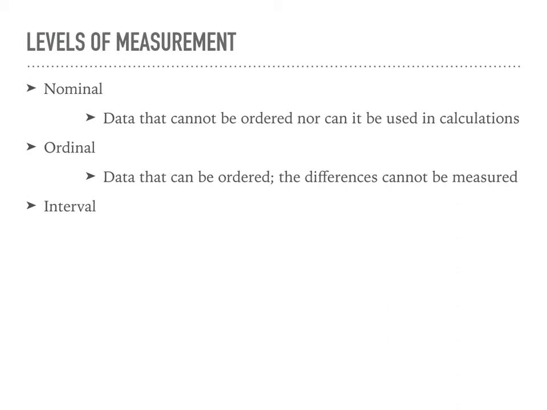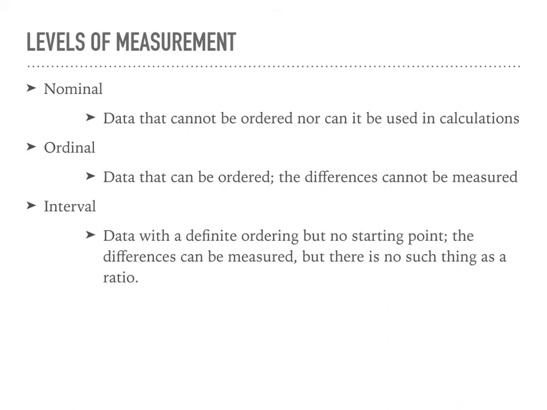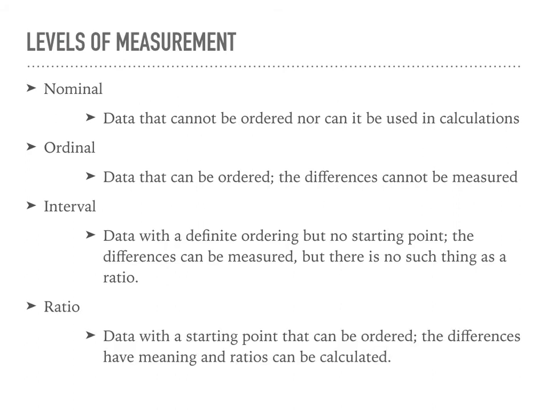Next, there's interval. Interval data is data with a definite ordering, but no starting point. The differences can be measured, but there is no such thing as a ratio. Finally, we have ratio data. Ratio is data with a starting point that can be ordered. The differences have meaning, and ratios can be calculated.